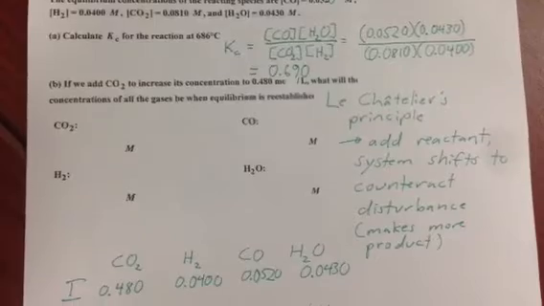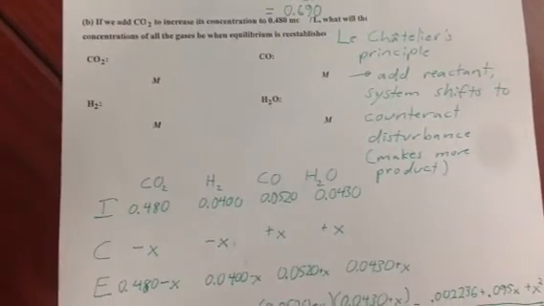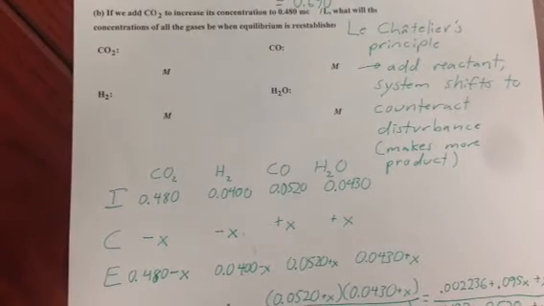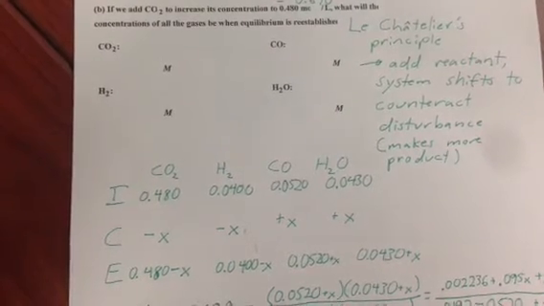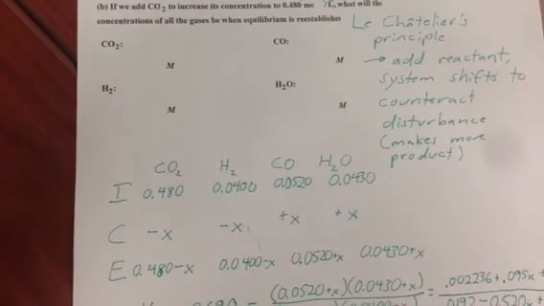As a result, we see here that Le Chatelier's principle tells us that when we add reactant, the system is going to shift to counteract this disturbance. It is going to make more product. So that's just something for us to keep in mind as we go through the calculation.